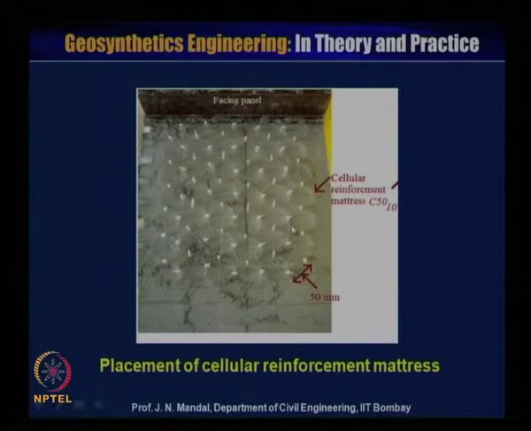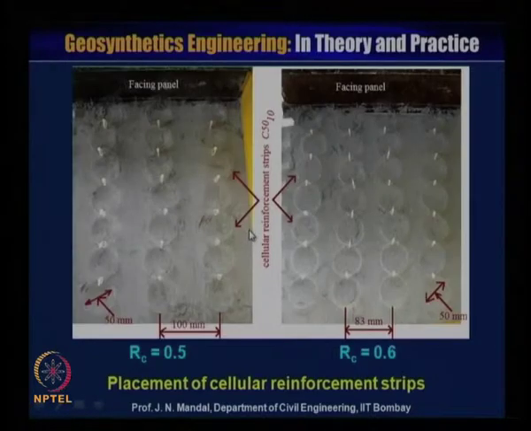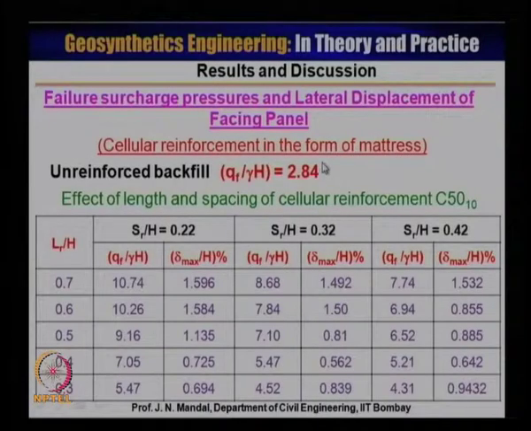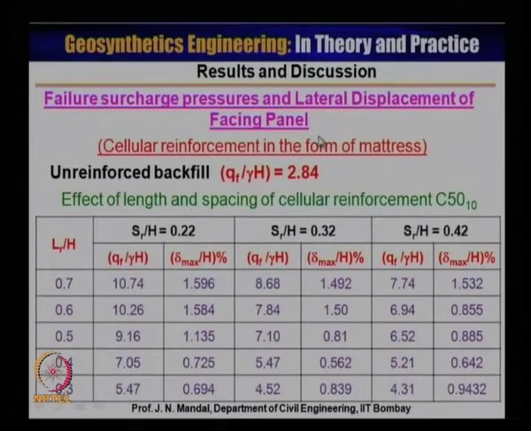So, these are different types of placement, and it has been placed in matrix form. It has also been placed in an RC manner, with coverage ratio 0.5 and 0.6. This placement of cellular reinforcement in the form of strips has also been used. These give the failure surcharge pressure and the lateral deformation of the facing panel. For cellular reinforcement in the form of matrices, the unreinforced case Q by gamma H is 2.84.